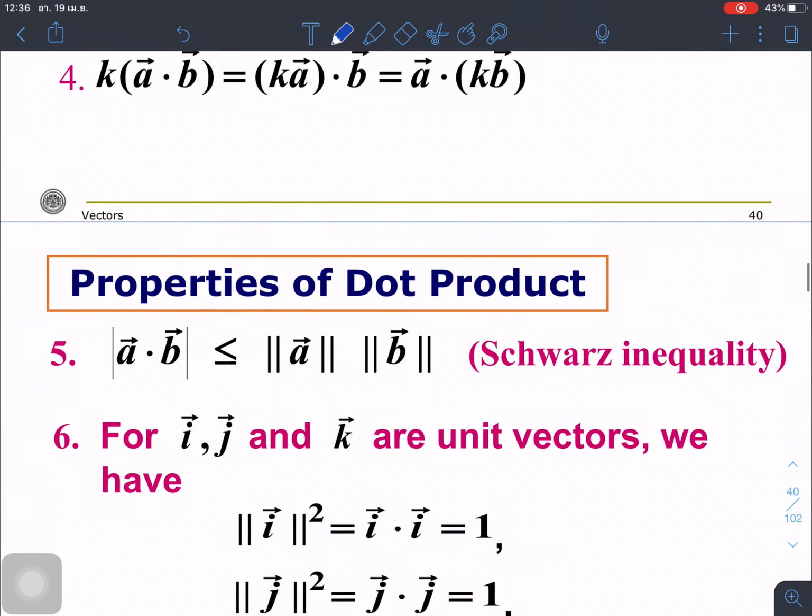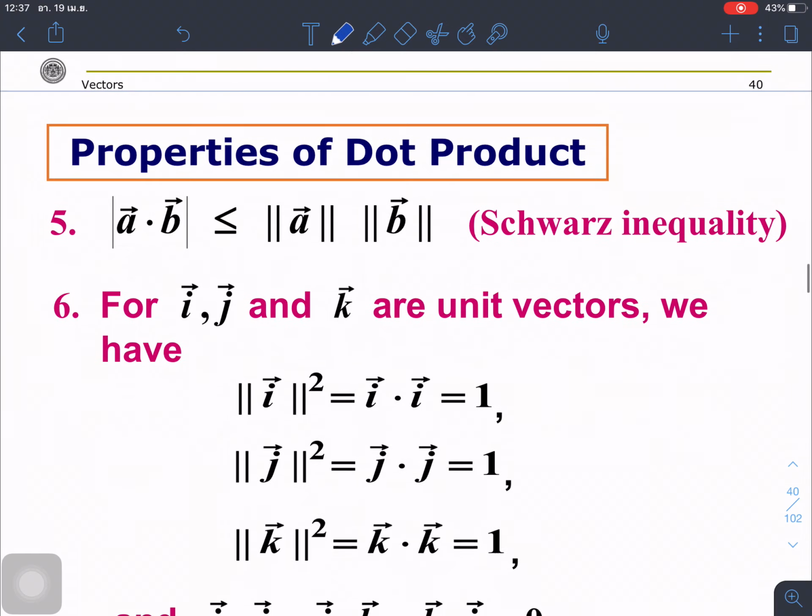And we have the Schwarz inequality. The absolute value of A dot B, remember A dot B is just a number, so you don't put the modulus here, you just put the absolute value, is less than or equal to modulus of A times modulus of B. That's an inequality.